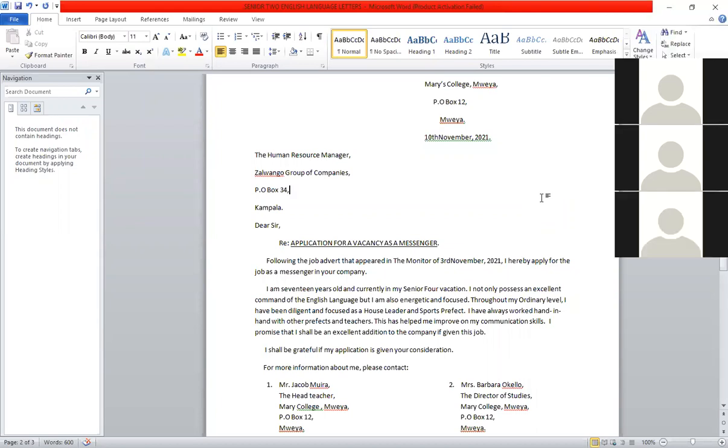But if you're writing to the head teacher and you've already written maybe Mary's College Mwea, and it is the same address you're going to use, you don't need to repeat Mwea College again. You can just say the head teacher and then you continue. But for examination purposes, we need all the address fully written the way they are supposed to be written. Because if you just say the head teacher for the receiver's address and you end there, you lose a mark for that part.